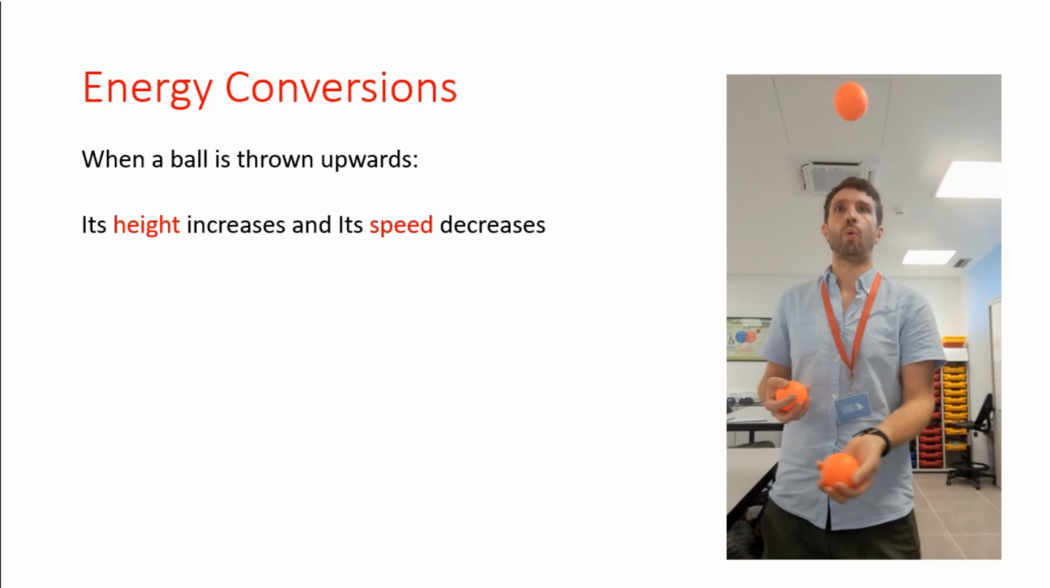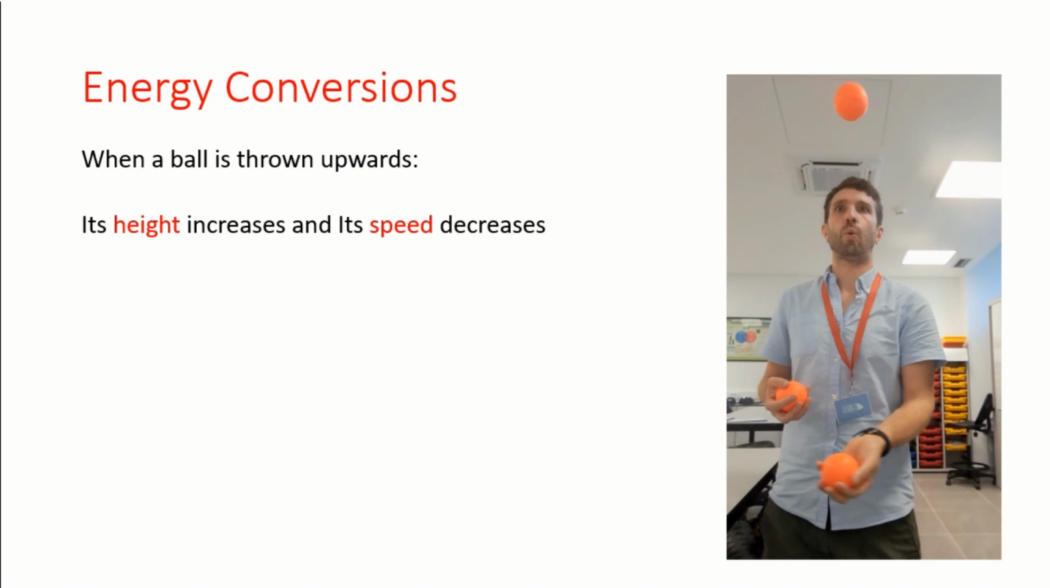Now, we could try and explain this in many different ways. One way might be through using forces. We might understand that the speed decreases because gravity is slowing it down, and that is absolutely correct. Another way of looking at it would be through the idea of energy conversions. Okay, we know there are two types of energy here. We've got GPE, which is gravitational potential energy, and we've got kinetic energy.